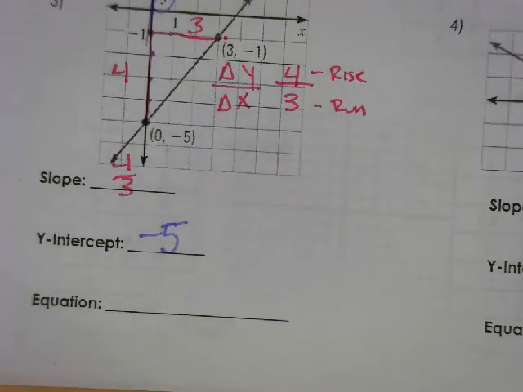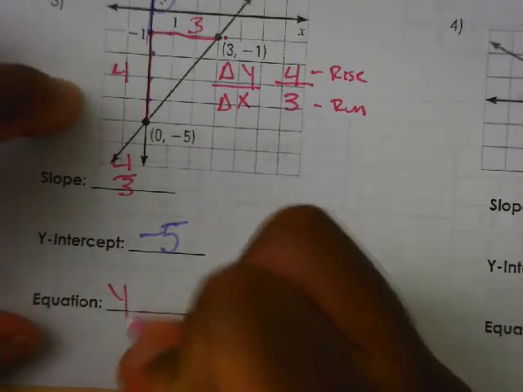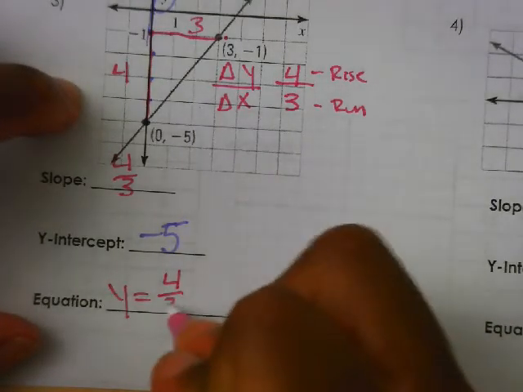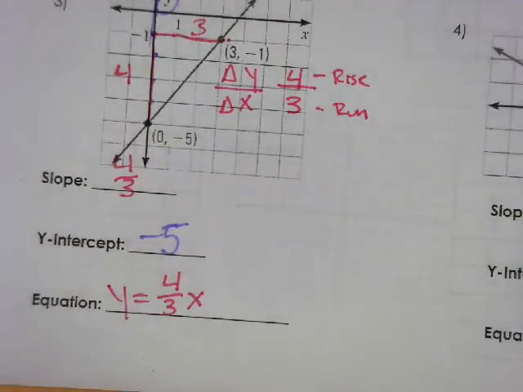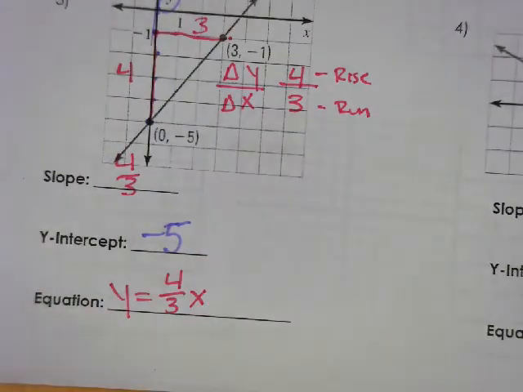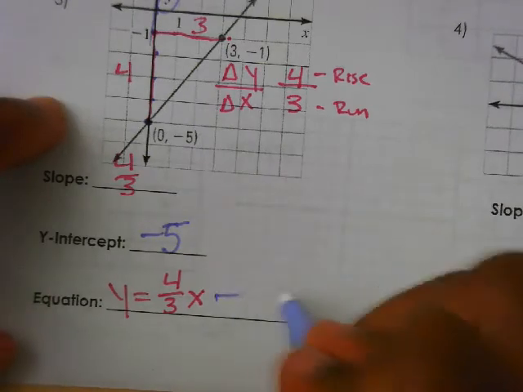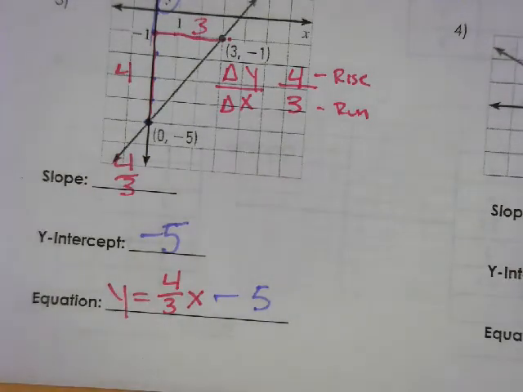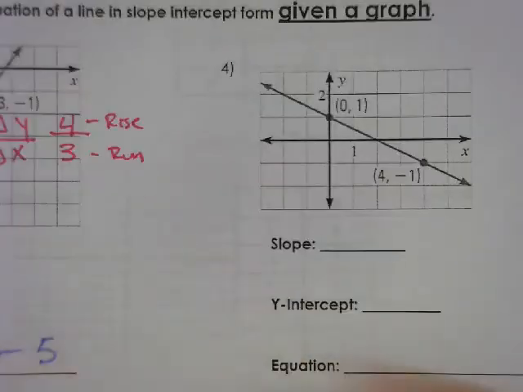Now it's asking us for the equation. What would the equation be? Well, I know that my slope is 4/3, so y is going to equal 4/3 times x. And then we know that the y-intercept is -5, so I put -5. Okay, so let's try the next one.